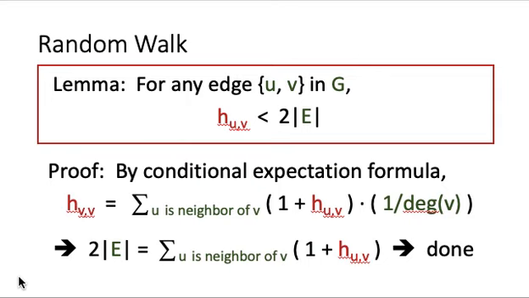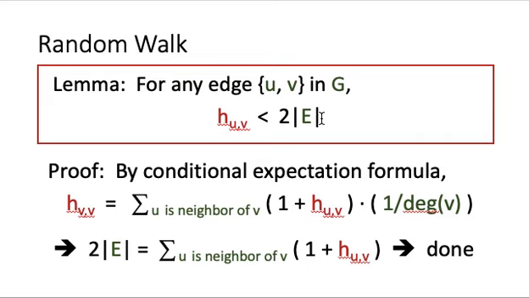Okay, that handles the case where we are talking about the expected steps to move from V back to itself. But here, we extend our result a little bit further. So let's consider any edge UV in G. We can measure the expected number of steps to move from U to V in this Markov chain to be upper bounded by 2 times E.